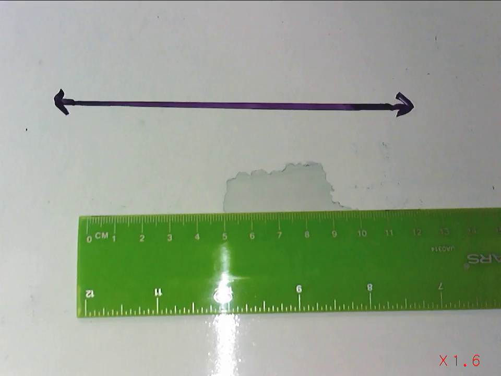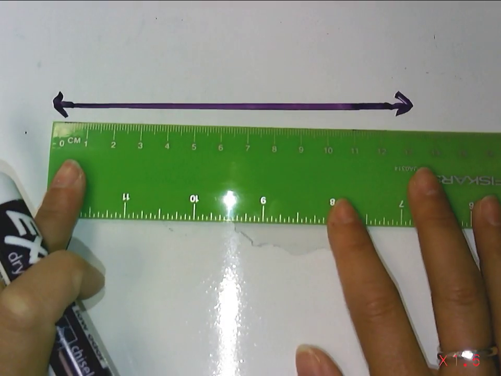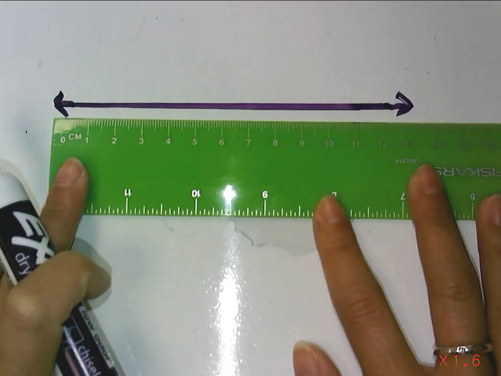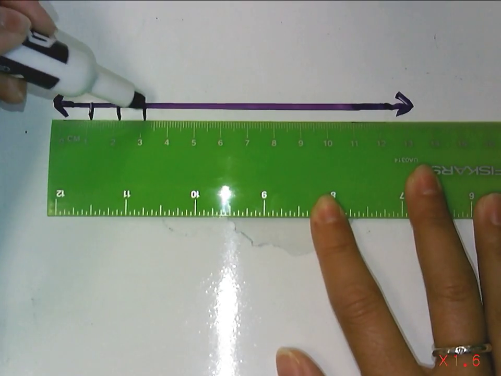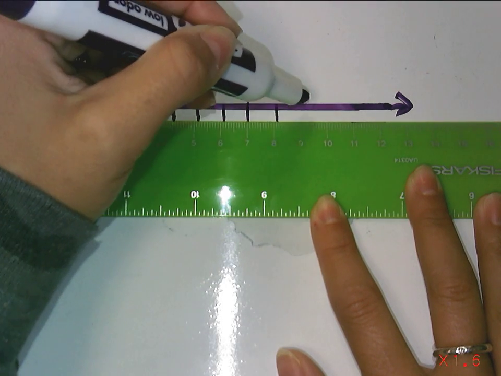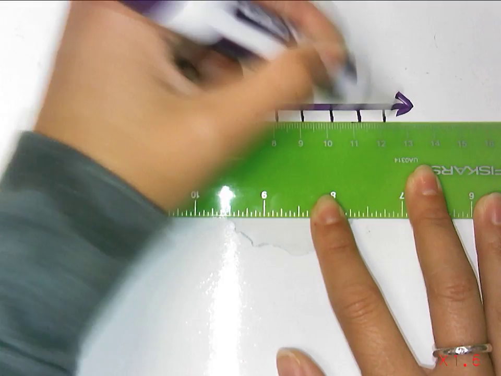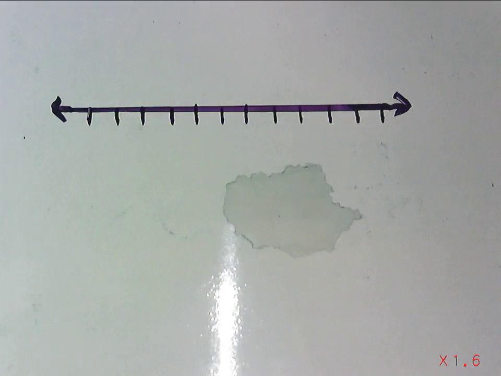So your number line's complete, and we're going to make tick marks along each centimeter, starting with our 1. So I have 1, 2, 3, 4, 5, 6, 7, 8, 9, 10, 11, 12. Here's my 12 centimeter number line, and now I need to label it by 5-minute intervals.